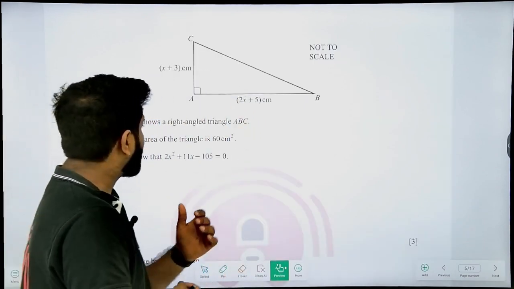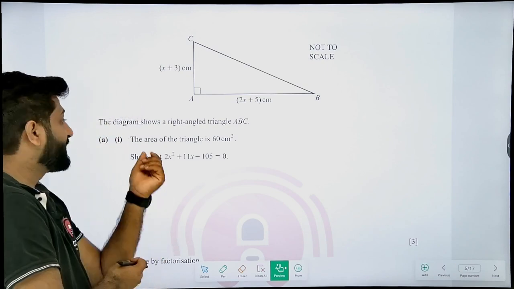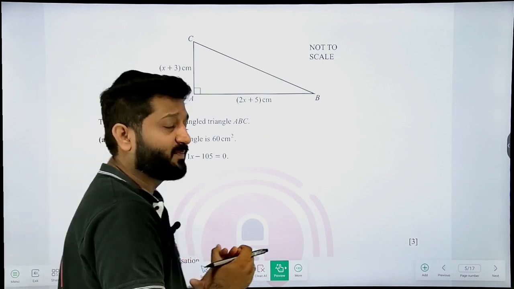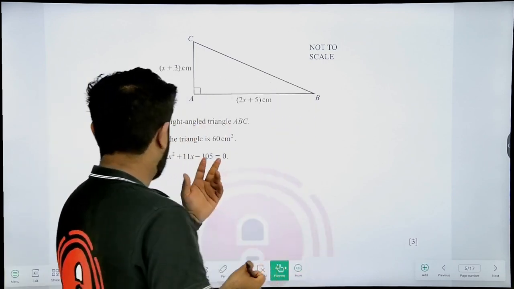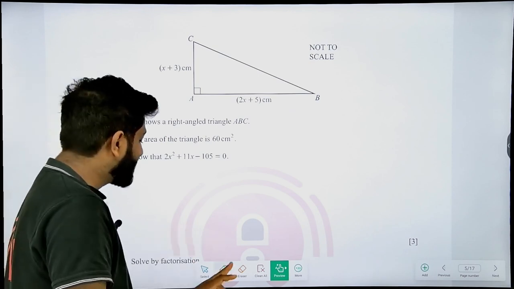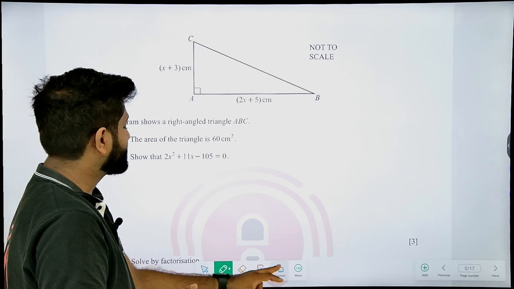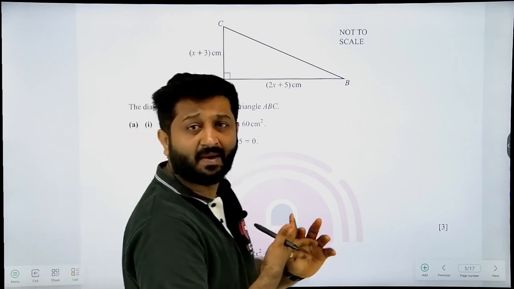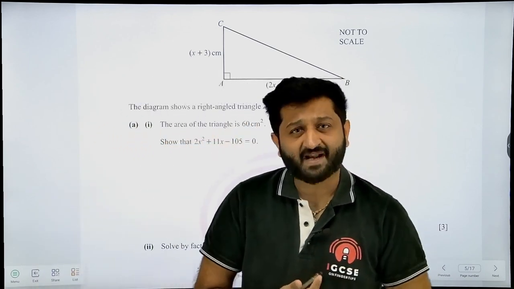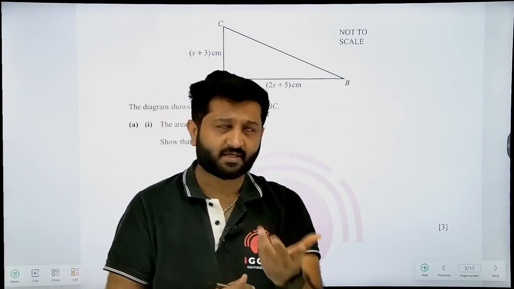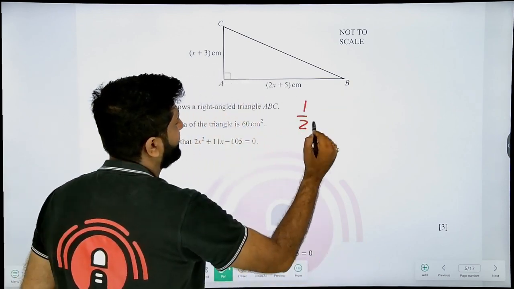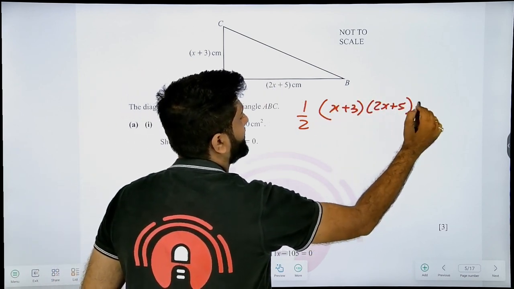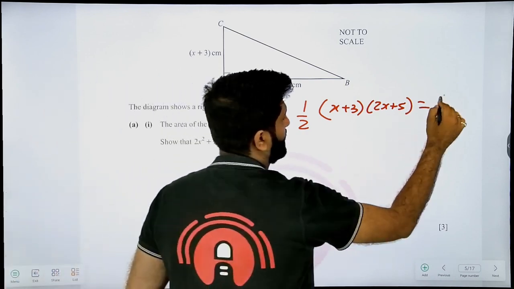The diagram shows a right angle triangle ABC. The area of the triangle is 60 centimeters square. Show that 2x square plus 11x minus 105 equals 0. This is a right angle triangle, and I have been given the area of the triangle. I have to show this, so I'll just apply the formula for the area of a triangle. The area of a triangle is half base into height. So I can say half, the base is x plus 3 and the height is 2x plus 5. This should be equal to 60.